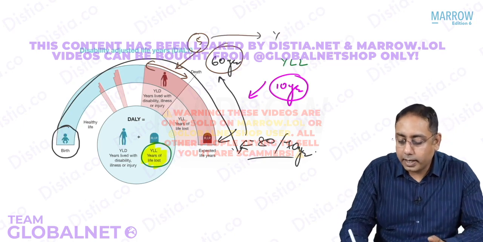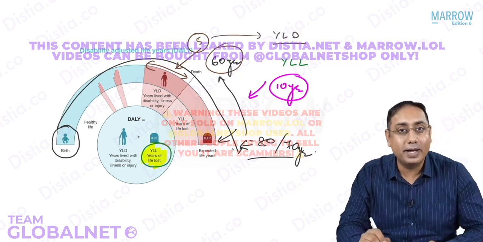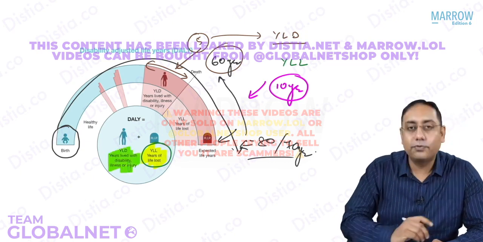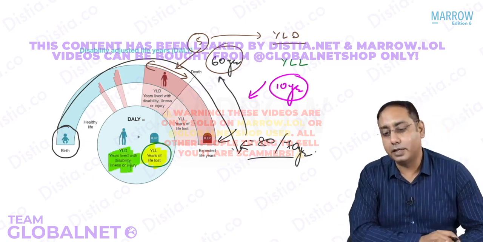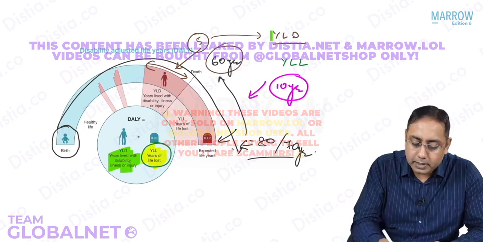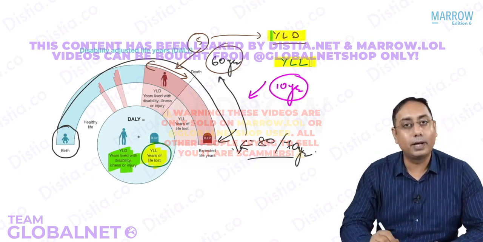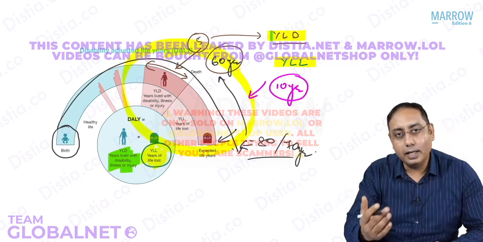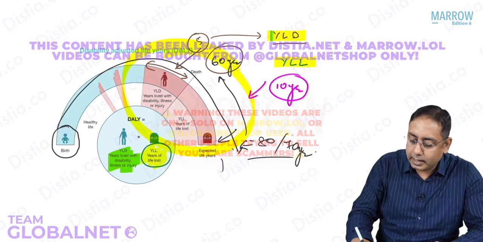That is called YLD. What do you mean by YLD? Years lived with disability. YLD stands for years lived with disability. So now you have understood 2 points, that there could be YLD or YLL. Including both these things, the YLDs and the YLL, what do you mean by DALY?